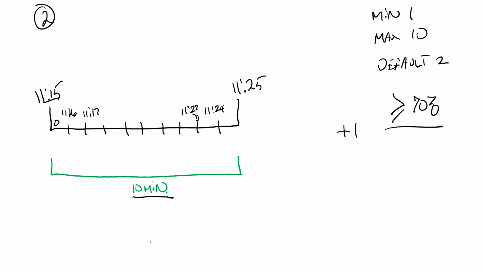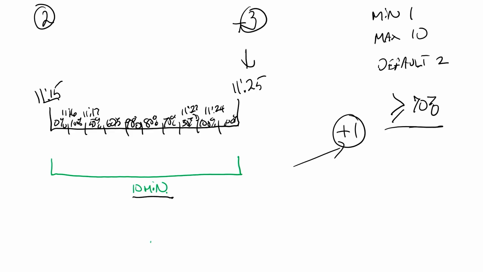So let's say I was at 0%, I was at 100%, I was at 50%, I was at 60%, I was at 90%, I was at 80%, 70%, 30%, 100%, 100%. If the average of that 10-minute interval was greater than or equal to 70%, I will add 1. So at 11:25, I would add 1 if it was over 70%, now giving me 3 units.